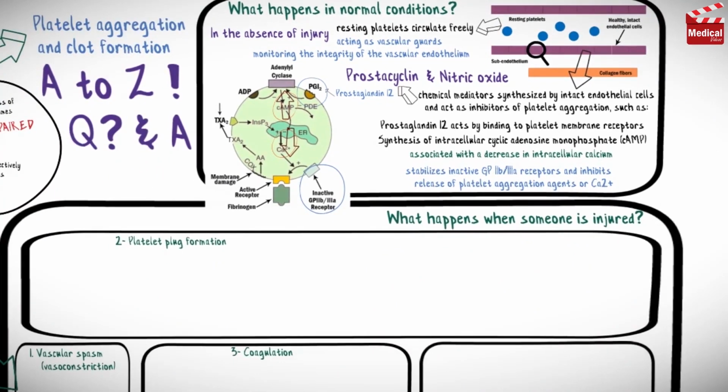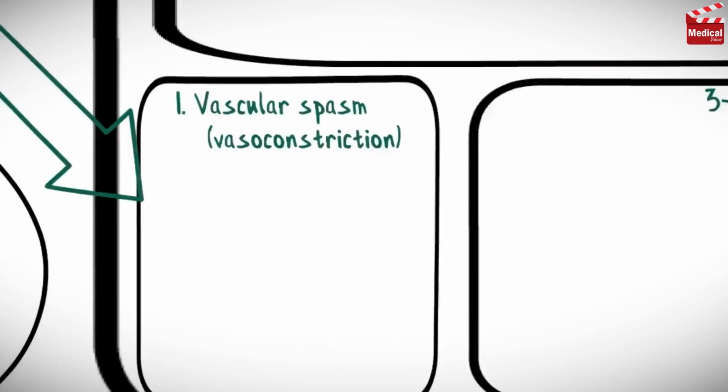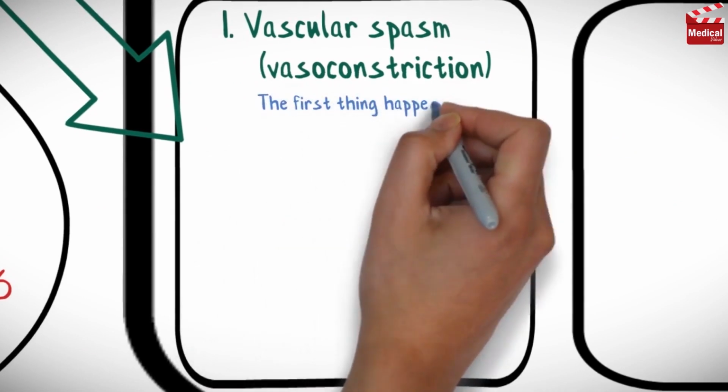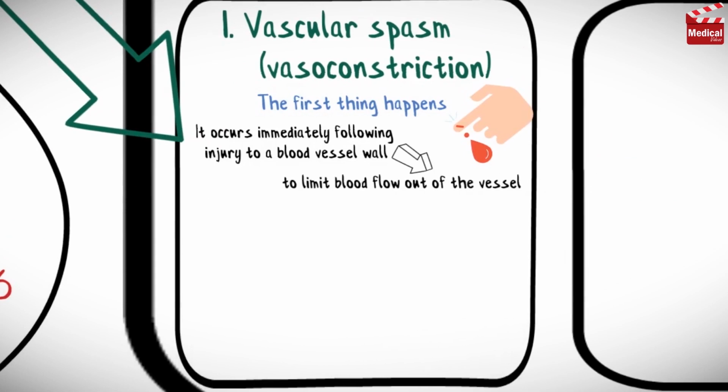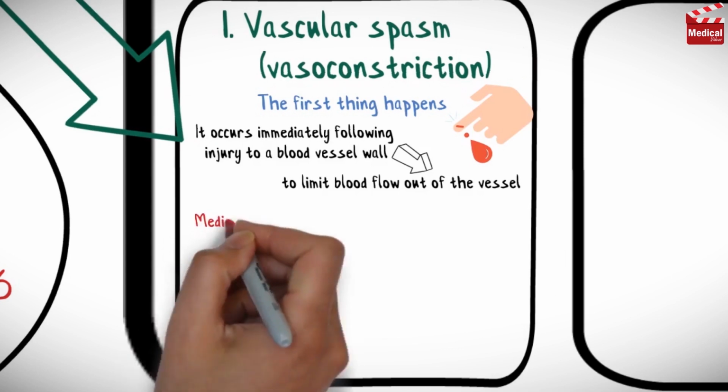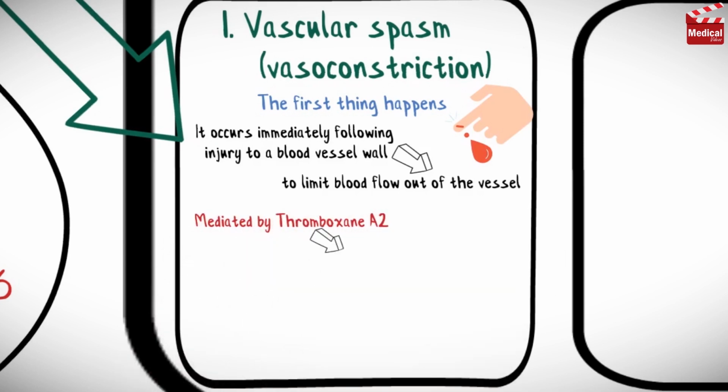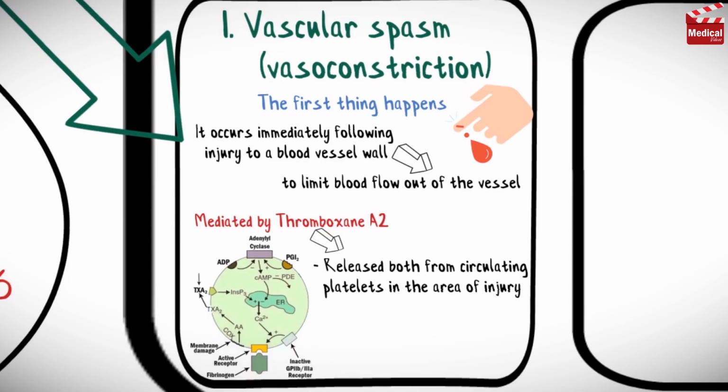So what happens when an injury occurs? The first thing that happens is vascular spasm. It occurs immediately following injury to a blood vessel wall, to limit blood flow out of the vessel. This vascular spasm is believed to be mediated by thromboxane A2, which is released both from circulating platelets in the area of injury, and the damaged endothelial cells themselves.